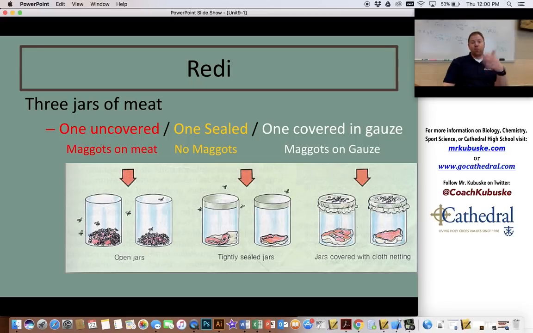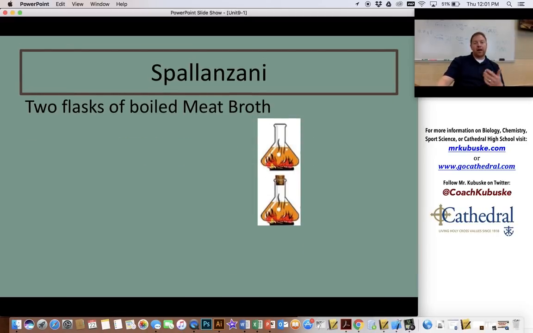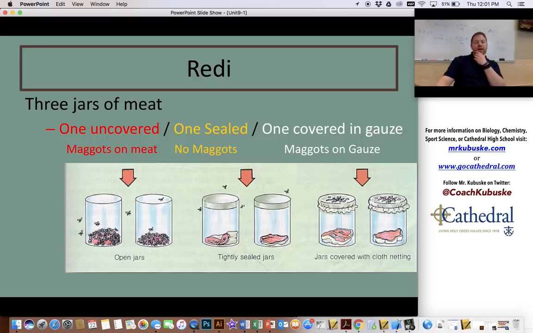They may have thought there was more to what was happening, maybe that the air still needed to get through into the meat or something like that, or whatever was occurring to make this happen. Couldn't do it through the gauze or through the seal, so we needed another experiment. So that's where a guy named Spallanzani comes along.